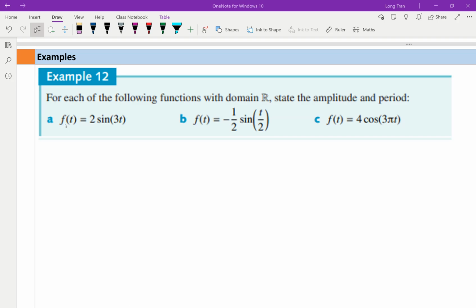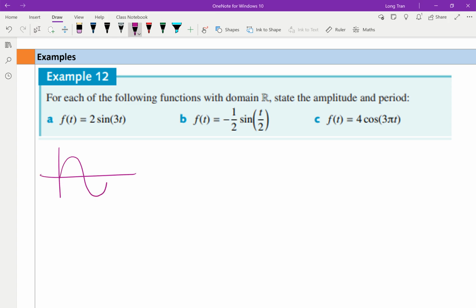Hey there, in this example we're going to be looking at identifying the amplitude and period of a sine and cosine graph. Remember, this is what a sine graph looks like, where this is the x and this is the y, and then the cos graph looks like this. Technically it carries on, there's an infinite amount of revolutions, but we're going to just focus on the one cycle.